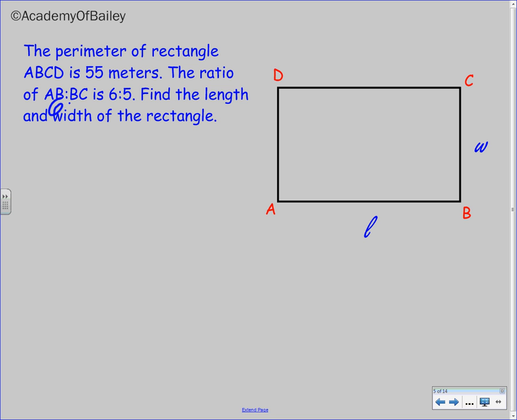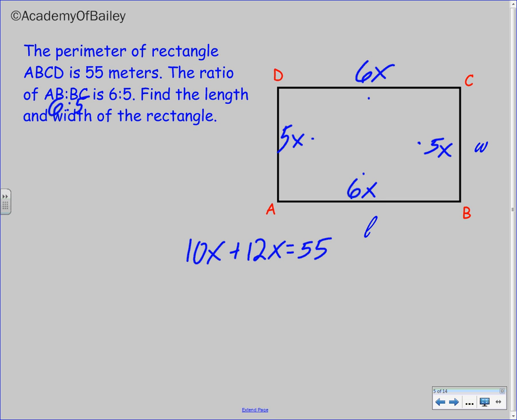It says AB to BC is 6 to 5, so 6 goes with AB, and BC would be 5. Well, I know that this 6 to 5 is a reduced ratio, so I'm going to put x there, and I know that this is 6x and this is 5x, so let's add all these up. 5 plus 5 is 10, 6 plus 6 is 12, 10 and 12 make 22x.